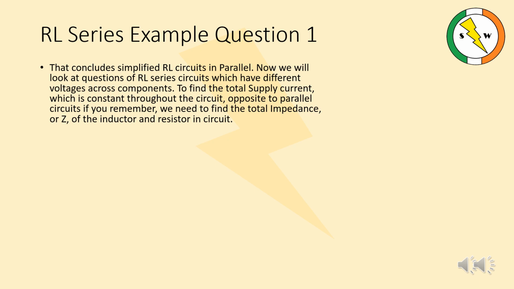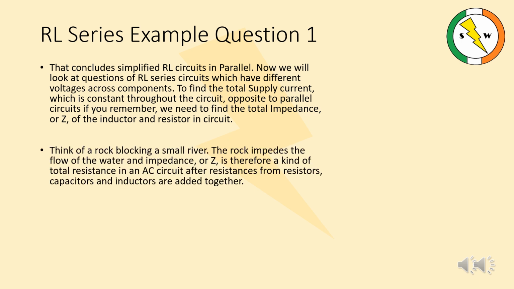Think of a rock blocking a small river. The rock impedes the flow of the water, and impedance, or Z, is therefore a kind of total resistance in an AC circuit after resistances from resistors, capacitors, and inductors are added together. The formula for impedance in an RL series circuit is Z equals the square root of R squared plus XL squared.